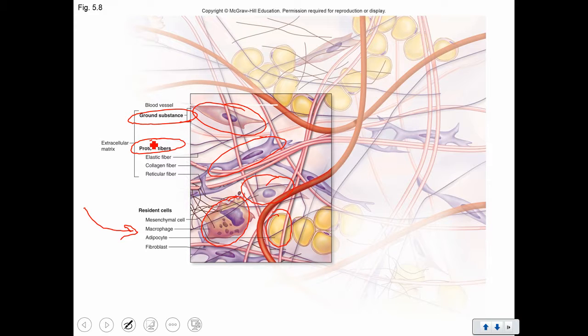So here's the thing about the matrix. I want you to write this down somewhere, or remember this if you don't have anything to write it down with. But I highly encourage you to write this down, because if you remember this, it will help you when you're learning the connective tissues.